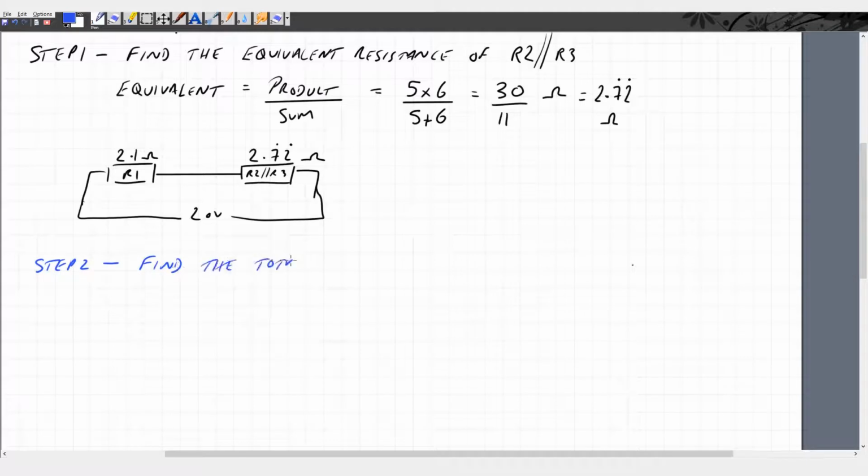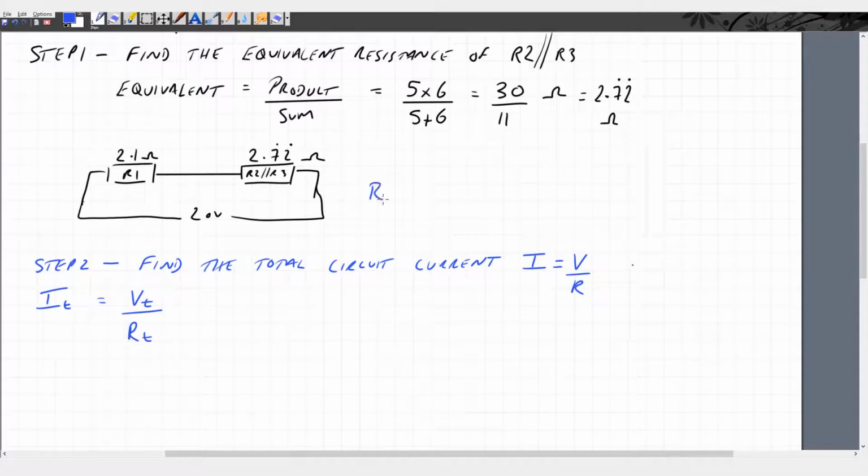Step 2 is to find the total current in the circuit. And we can do that now because we know the total circuit resistance, or we can work out the total circuit resistance. So I is V over R for Ohm's law, so the total current is the total voltage divided by the total resistance. And the total resistance, RT, is just those two resistors added together.